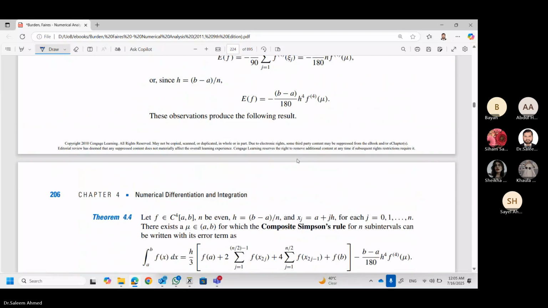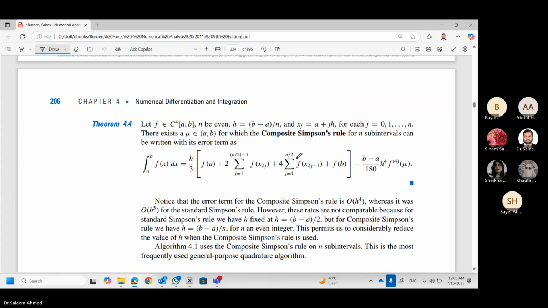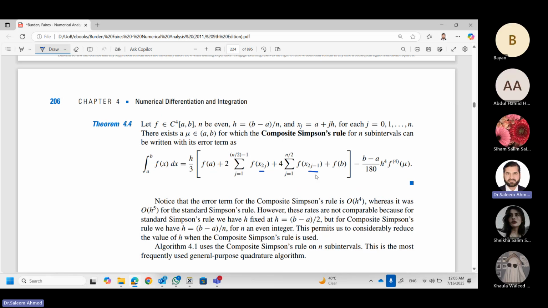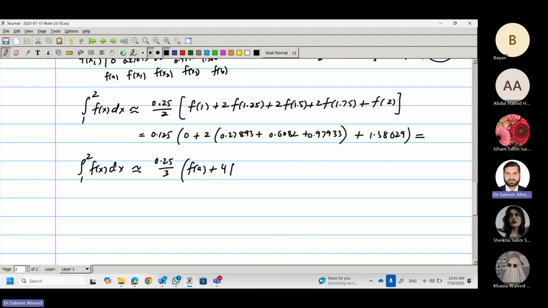So you have, for even number you have 2, for odd number you have 4. So it means 4, 2, 4, 2, not 2, 4, 2, 4. So that is 4 f of x1. So the first is f of 1, and 4 f of 1.25 plus 2 f of 1.5 plus 4 f of 1.75, and the last one is the same. So see, the only difference is this 4 and this 4 in the above and below formula. Here all are 2, here 4, 2, 4, 2.